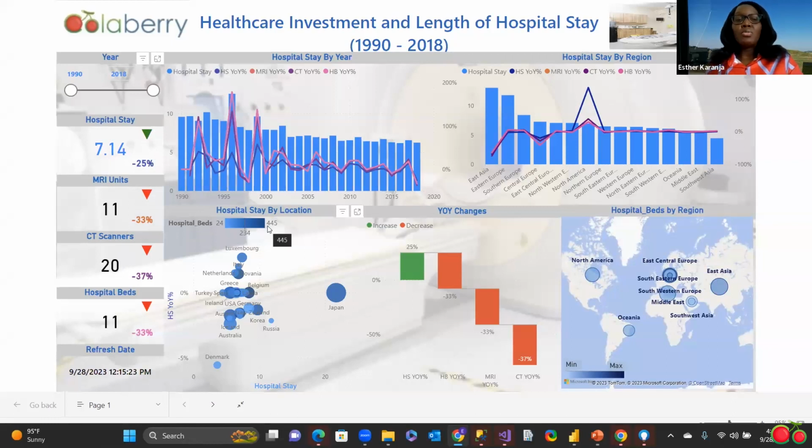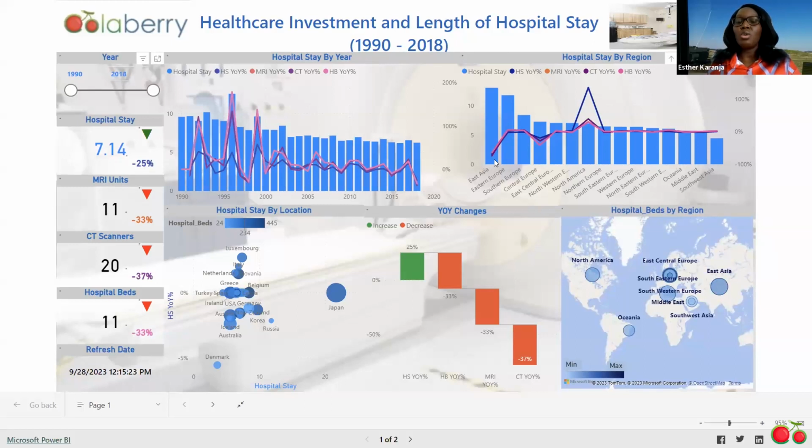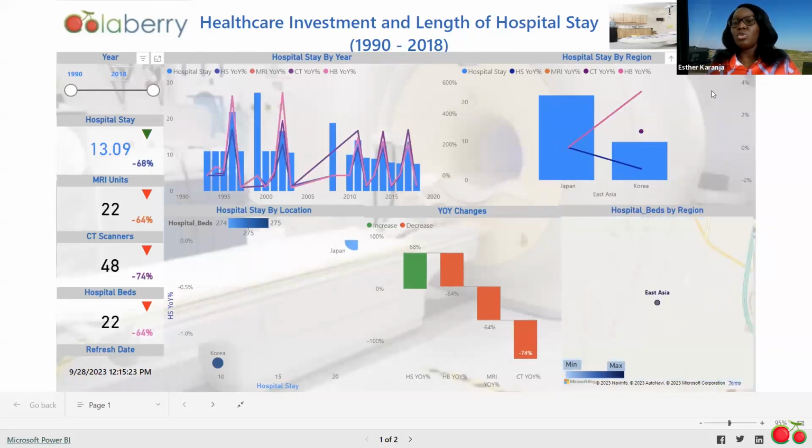Now we have 5 charts. I created a hospital stay by year chart, and here we're just looking at how the hospital stay was from the year 1990 to the year 2020. And then the second chart is hospital stay by region. And here we have the capability of drilling down, so for a specific region, you can drill down to whatever region you want to view.